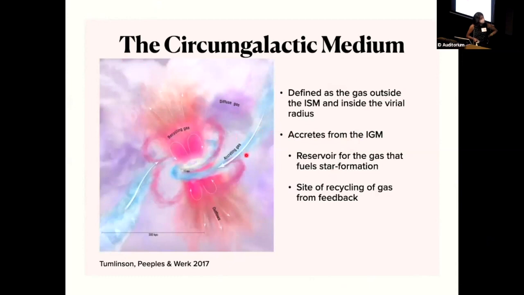So the CGM is defined as the gas that lives between the star-forming regions, so it's not the ISM, and the virial radius of the galaxy. That's what we call the circumgalactic medium. This is considered important because on the one hand, it's the interface between the galaxy and its large-scale environment. You could have gas that is accreted from the cosmic web, or if it's in a group or cluster medium, then from there it sits as a reservoir within the galaxy halo.